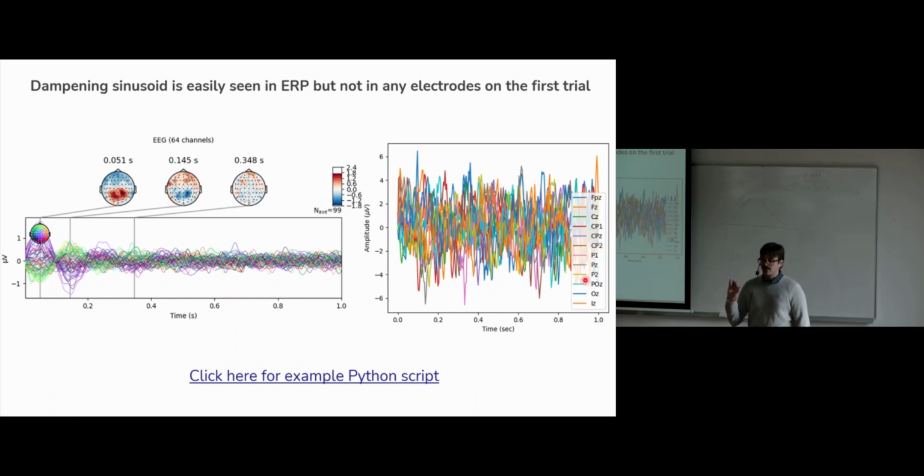Then this is all these channels on the first trial, and there's no obvious dampening sinusoid. In fact, the amplitude on the left looks about the same as the amplitude on the right. So it's noisy, right? This is going to be a driving simulation, and I'll come back to it when I talk about the simple method to detect single trial ERPs.